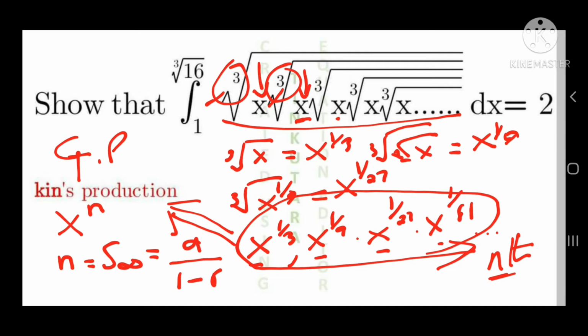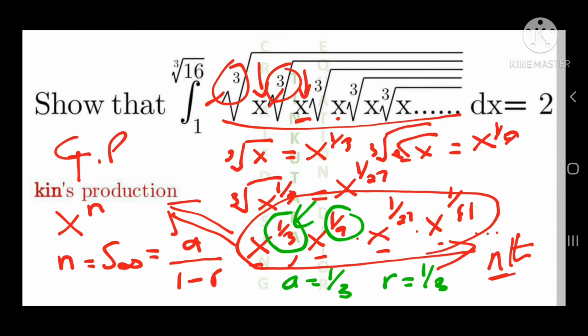But remember, the n stands for the exponent, so our a will represent the first exponent, and the first exponent is 1 on 3, so our a will be 1 on 3. And r, which is the common ratio, is the ratio of the second term to the first term, so you get 1 on 3. We use this to solve the problem.